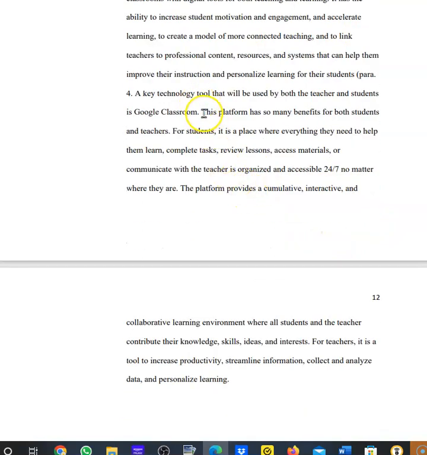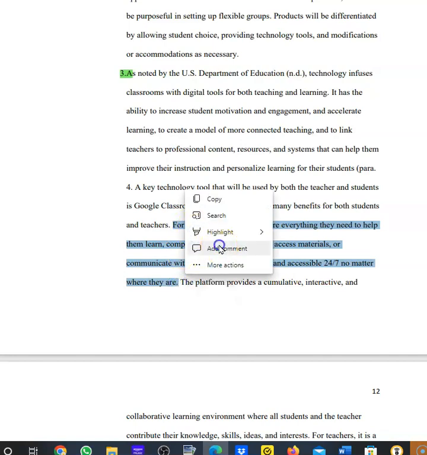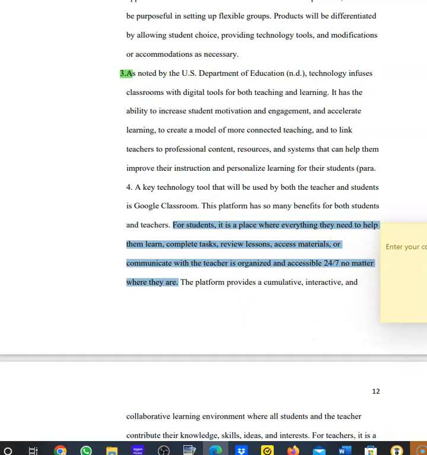All right, so here in this section, we're going to talk about technology, but it cannot be the same technology that you used in the other one. It has to be different, because now you're going to talk about technology to support student learning as well as teacher implementation. So not only are you going to tell us what the students are going to use, but here we find out for students it is a place, we're talking about Google Classroom, where everything they need to help them learn, complete tasks, review lessons, access material, or communicate with the teacher is organized and accessible 24/7, no matter where they are.